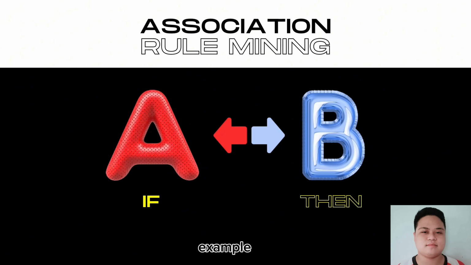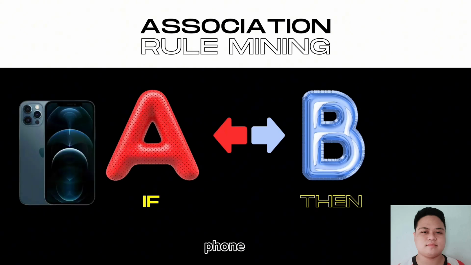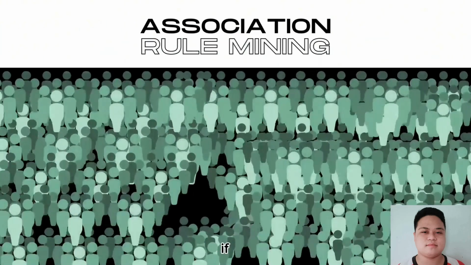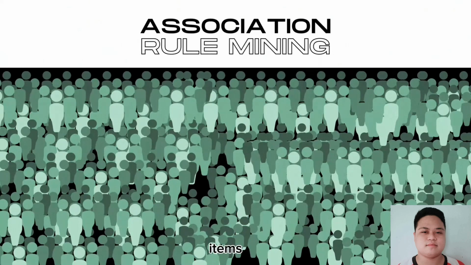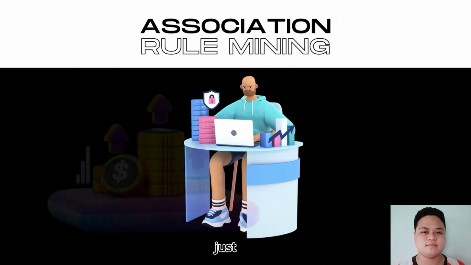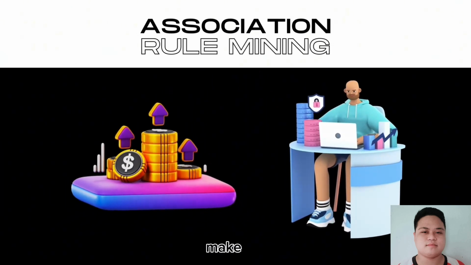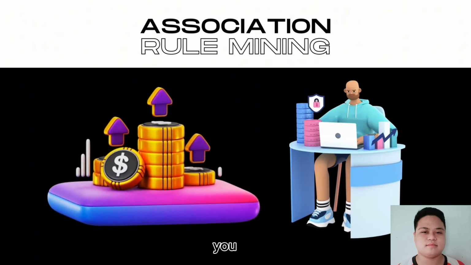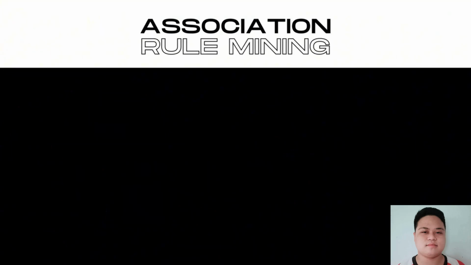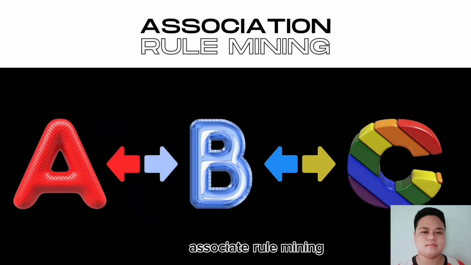The simple example that I gave you about the phone and the buds is just a small example. But what if there are thousands and thousands of items in the data? If you go to any professional data scientist, you can just imagine how much profit you can make if the data scientist provides you with the right examples and the right placement of the items, and you can get a lot of insights. This is why association rule mining is a very good algorithm which helps the business make profit.